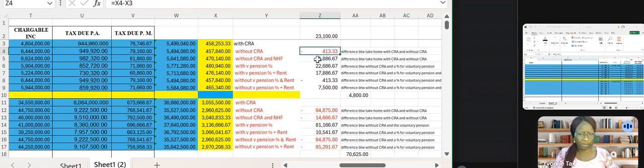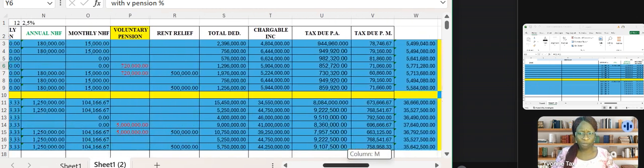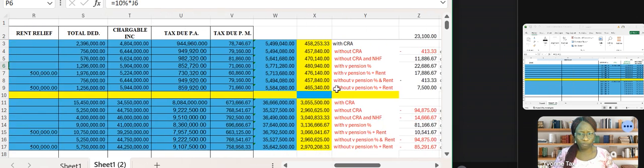It's just 413. If you now say okay, NHF is not necessary from 2023, it's not compulsory. If you remove it too, your take home will even increase to 470,000. You now say, okay, organization, we've talked about it, we want to include voluntary pension, maybe 10%. I used 10% of your gross here. I brought in voluntary pension, 10% of 7.2, you say okay, 720. That's even the best case scenario here.